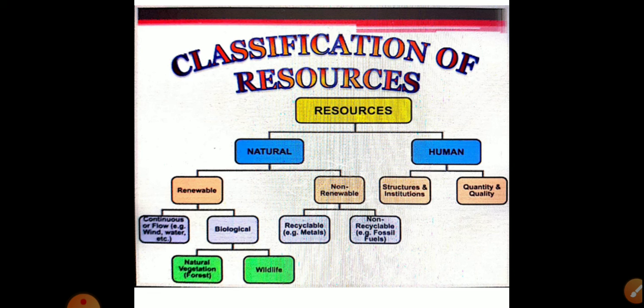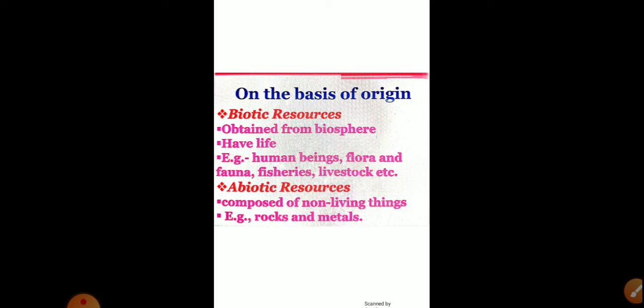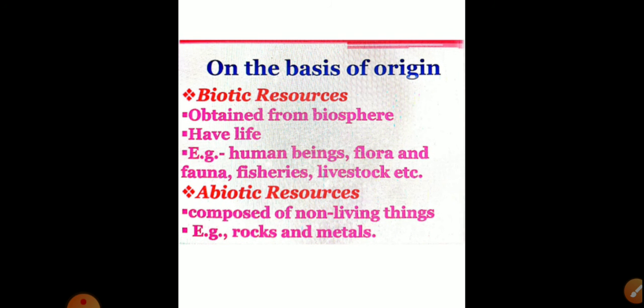All these are classified resources, but in 10th class, we will talk about the resources classification on the basis of origin, exhaustibility, ownership, and state of development. First of all, we will start with the basis of origin. On the basis of origin, we can divide resources into two parts. First one is biotic and second one is abiotic.